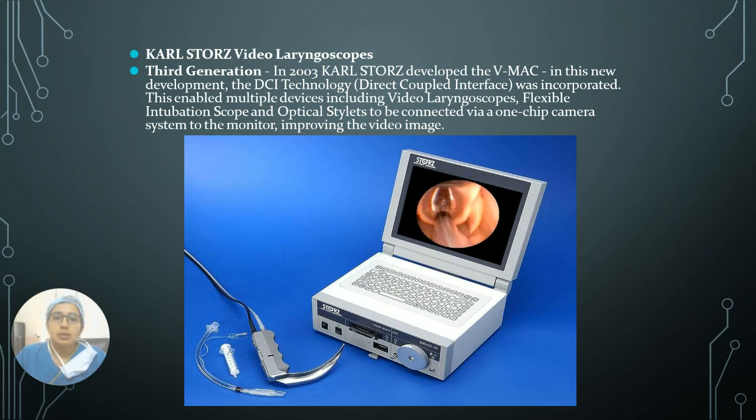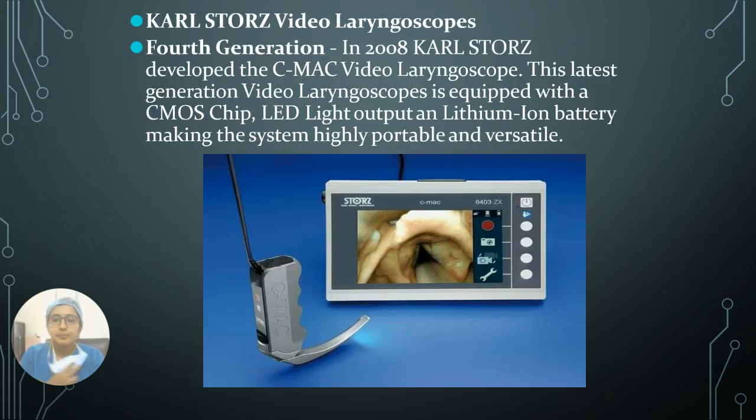Third generation, V-MAC. It was developed in 2003. Intubation scope, optical stylets, all can be connected via a one-chip camera system to the monitor, improving the video image. Then the fourth generation, 2008, C-MAC video laryngoscopes with a short handle and a blade. It is equipped with a CMOS chip, LED light output, and lithium-ion battery, making the system highly portable and versatile.